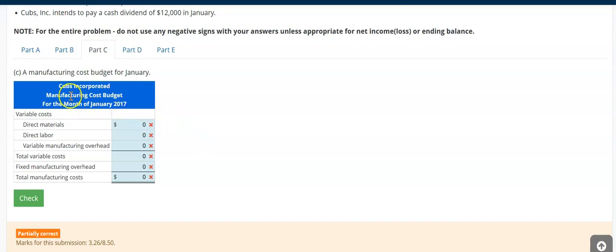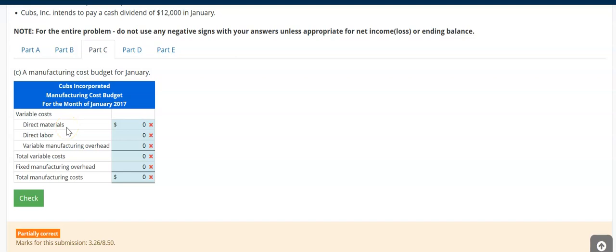So do note that this is a manufacturing cost budget. This has nothing to do with cash per se. We're just talking about costs. Okay.